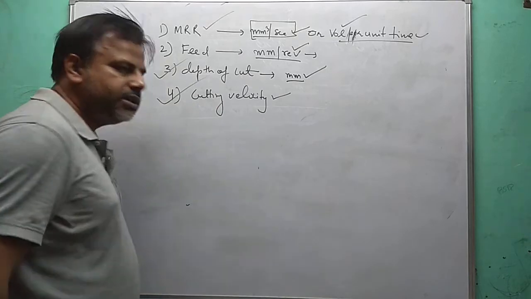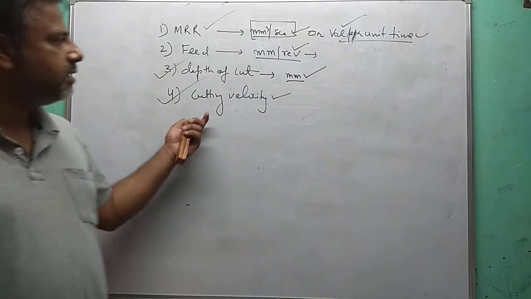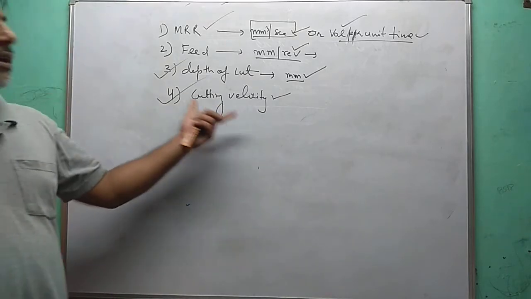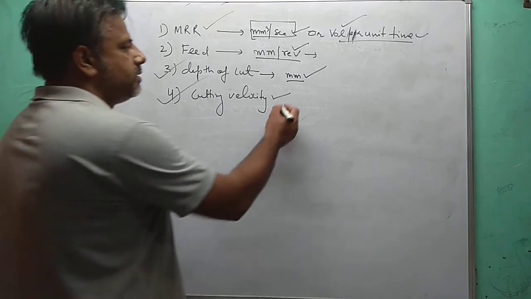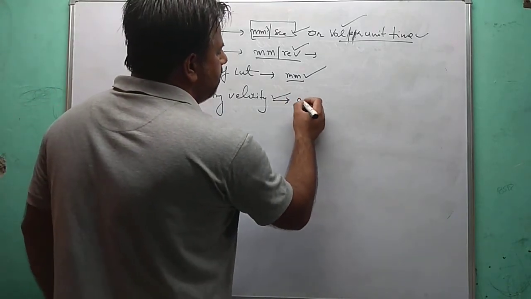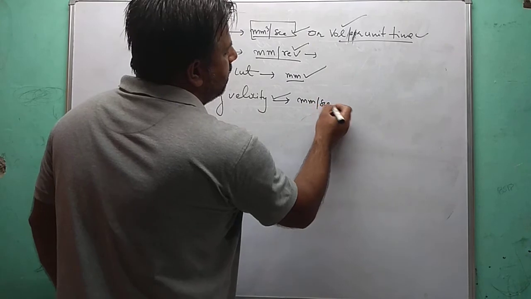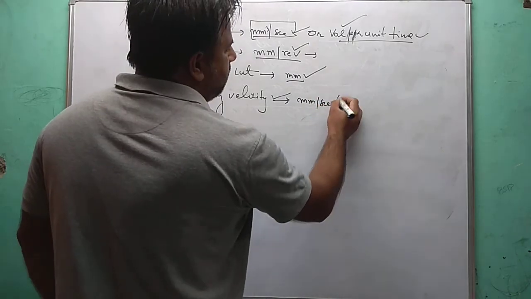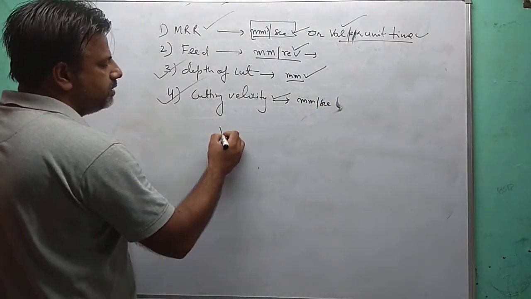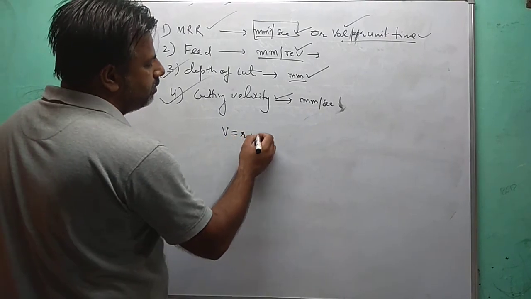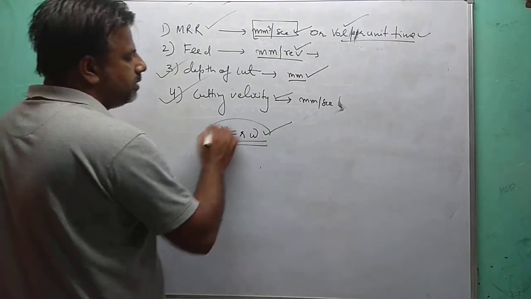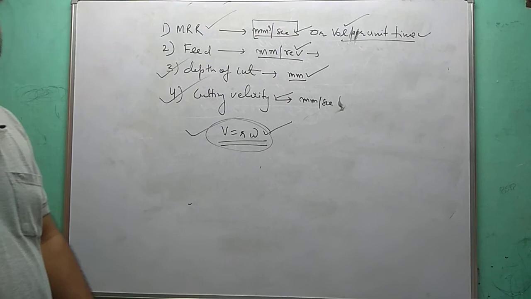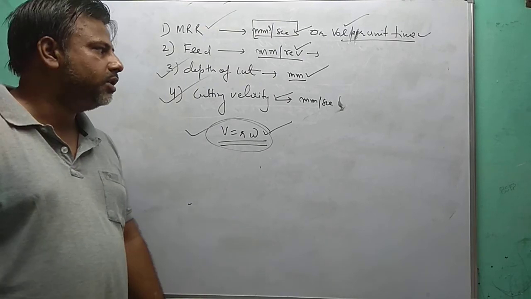The cutting velocity is the relative velocity between the workpiece and the tool, and its unit is mm per second, and it is denoted by V. So V is equal to R omega. Further, I will discuss the geometry of the single point cutting tool. Thank you.